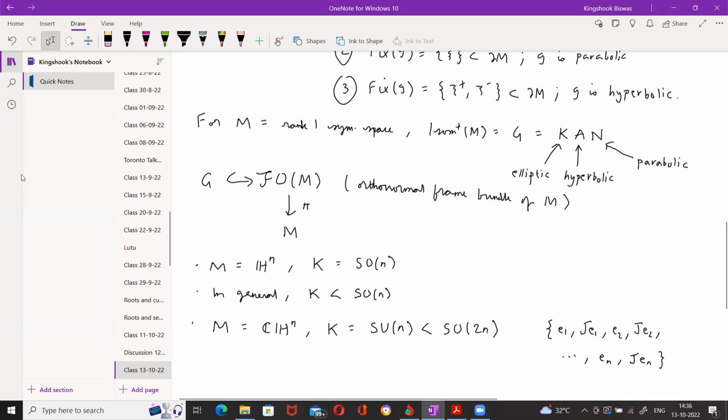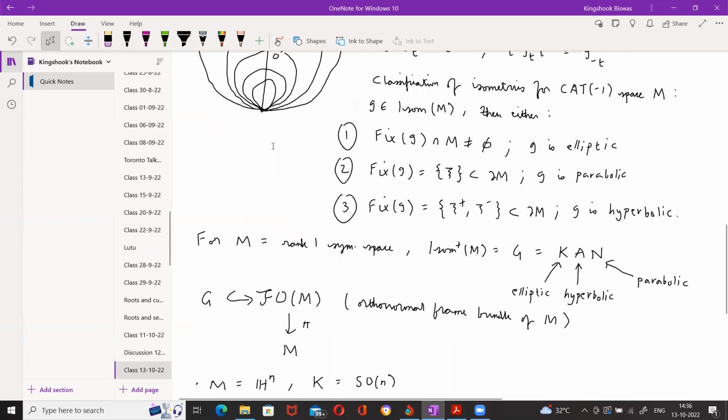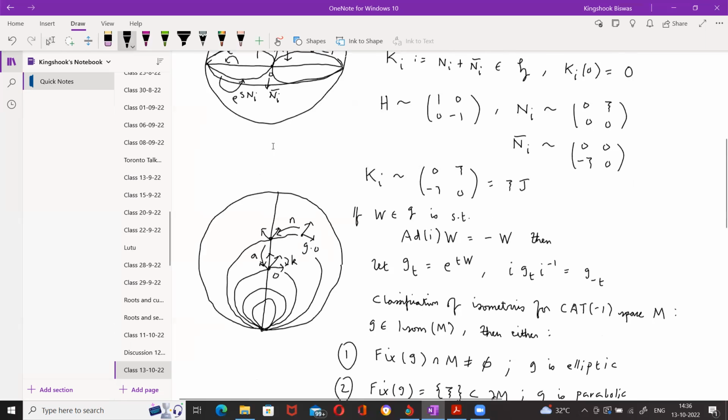But either way, this argument for the Iwasawa decomposition still works. This picture is the Iwasawa decomposition basically. So let me just say a little bit about this.